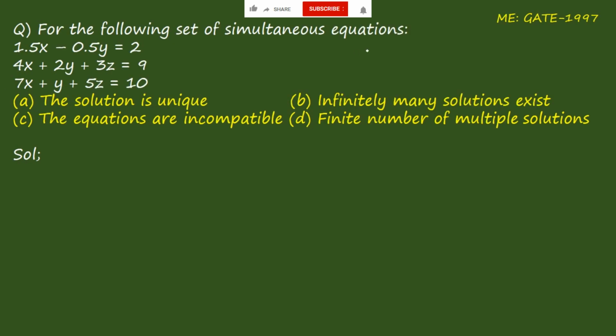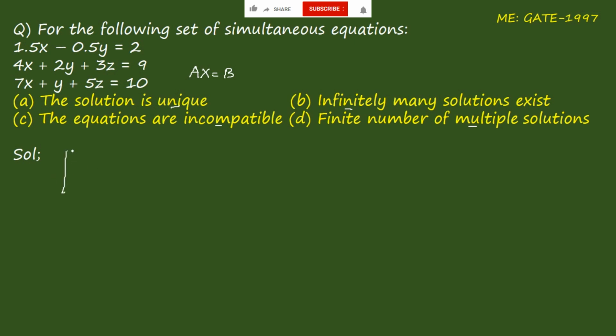For the following set of simultaneous equations, it is a non-homogeneous equation. You have to find whether it has a unique solution, infinitely many solutions, is incompatible, or has a finite number of multiple solutions. So they have given the non-homogeneous equation. It's nothing but AX is equal to B. Now we'll be writing the A, X and B matrices.